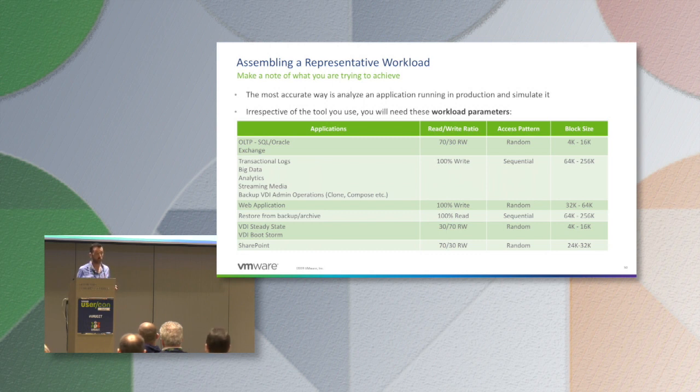So this is the type of workloads we're seeing being deployed on vSAN. And this is the general mix here. So it can be quite varied.